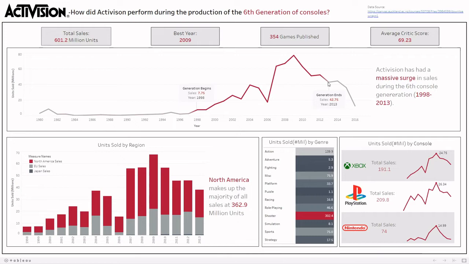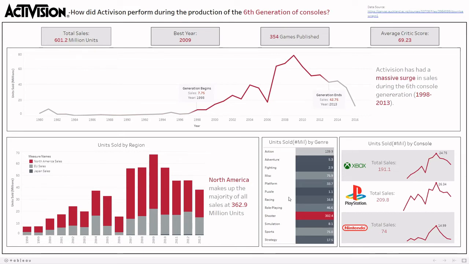So, with this insight, I decided to create a sales overview dashboard for Activision, detailing their performance for this generation. Using this graph as a base, we can then drill down into the data to gain further insight. Here we have a stacked bar chart comparing sales across time. It has been color-coded to show the proportion of sales each market accounts for. What we can see here is that North America accounts for the largest amount of all Activision sales, at 362 million units sold.